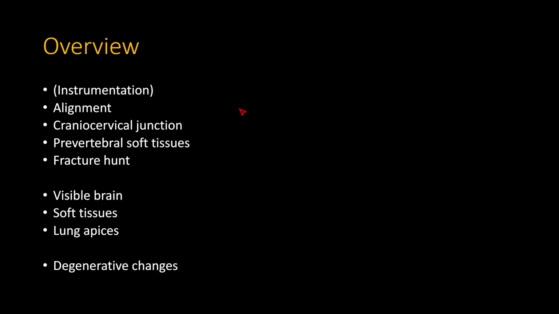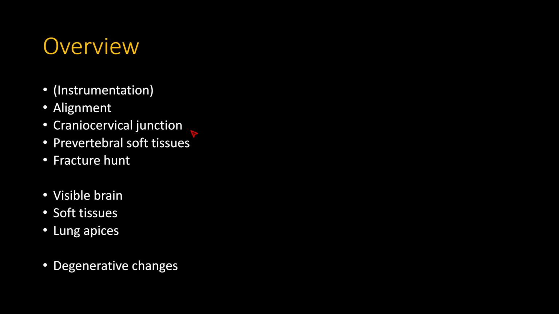For instance, you would say there's a C5-C7 anterior cervical discectomy with instrumented fixation. Instrumentation is intact. There's no lucency surrounding the screws. And then you move on to all the remaining steps of the search pattern. Then I start with alignment.